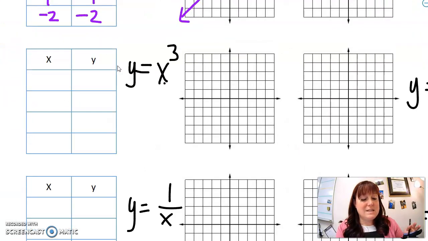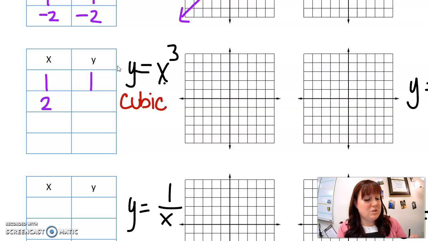All right, this is x cubed. It's called a cubic. It's really original, I know. Let's see if we can figure this one out. When x equals 1, y equals 1. When x equals 2, 2 cubed is 8. What about when x equals negative 1? Well, negative 1 times negative 1 times negative 1 is also negative 1. And what if x equals negative 2? That would be negative 8.